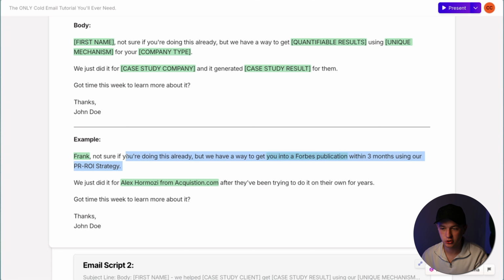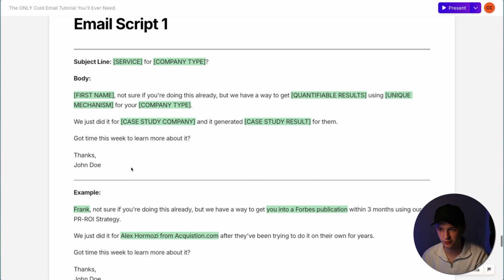Now, if you wanted to make this even stronger, this is more of an offer thing, but you can do something like "or you don't pay," or some sort of guarantee, but that's really more of an offer thing, not an email script thing. So that's the first example, right? Very simple, to the point, no fluff. There's no need for that, right?